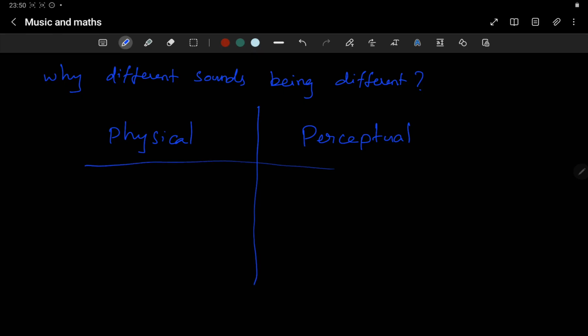For some physical properties, we understand that physical property in a perceptual sense in a certain way. So one physical property is amplitude. By changing the amplitude, high and low, what do we perceive in the sound?